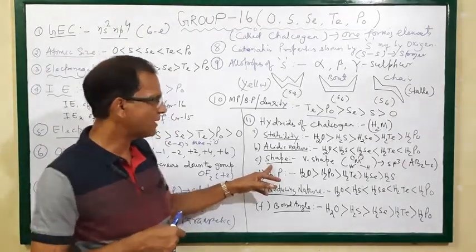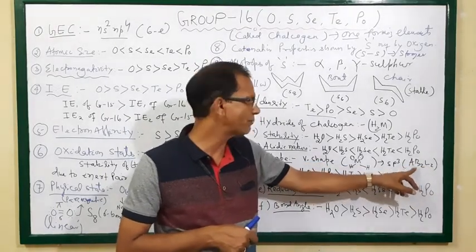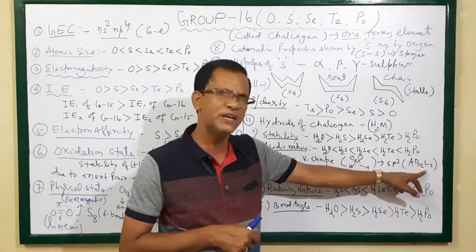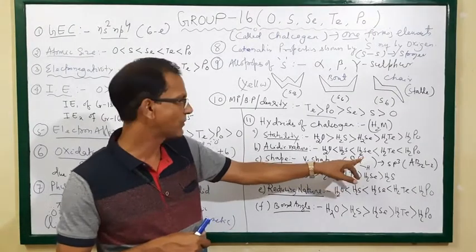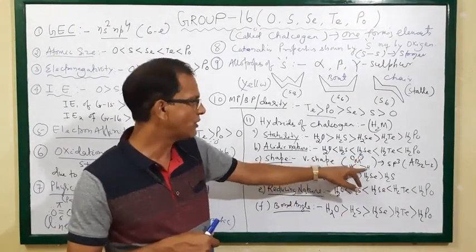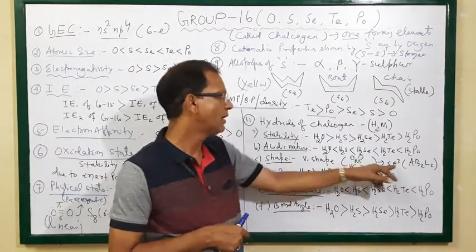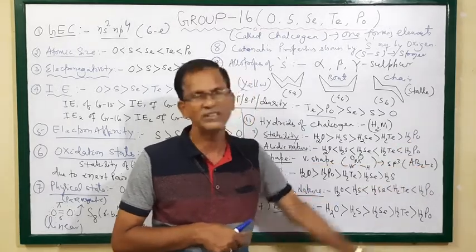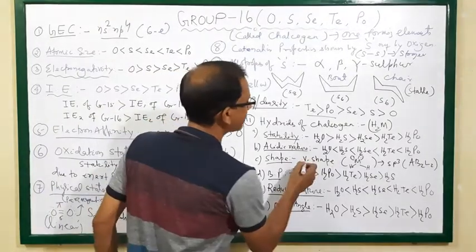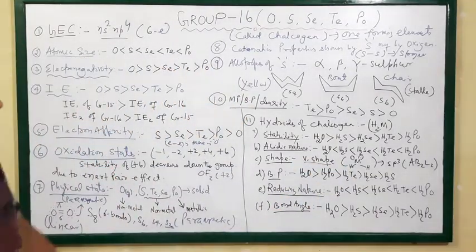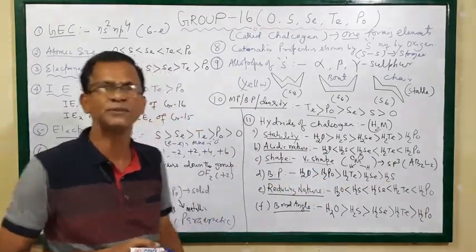Then shape. If you compare the shape, all have AB2L2 configuration according to VSEPR theory, because they have 2 bonds and 2 lone pairs. There are 6 electrons to compare with, forming 2 bonds with 2 hydrogens, and the remaining 4 electrons are 2 lone pairs. So in AB2L2 form, the hybridization is sp3 and the shape is bent, that is V shape. All molecules have V shape, AB2L2 and sp3 hybridization.